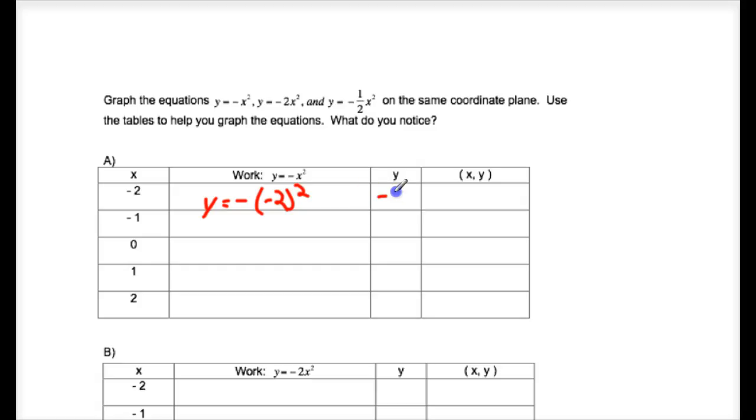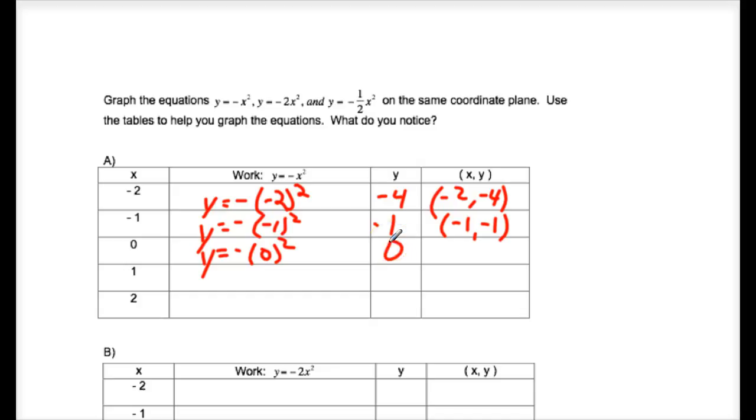Wait, so it's -4, right? I think it's -4. -4. -1 squared. That'll be -1, -1, -1. 0 is not positive nor negative. It's going to be 0. This one goes through the origin.